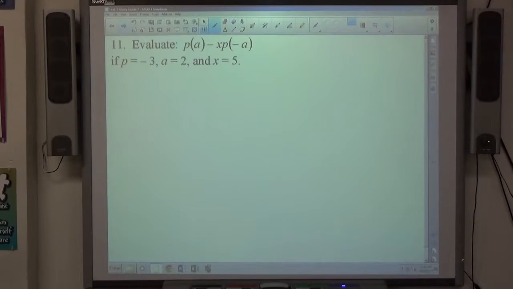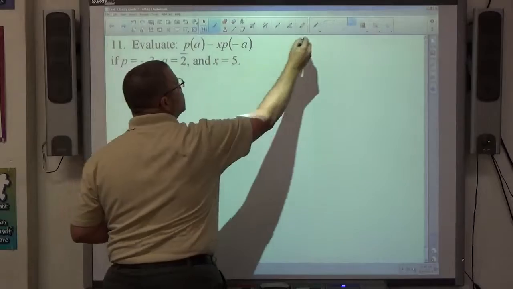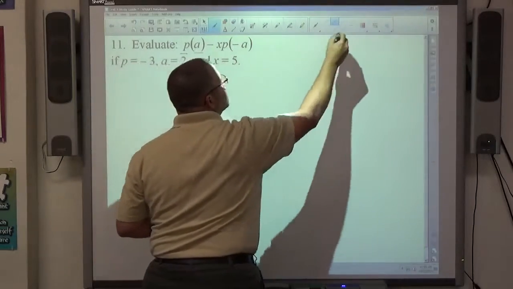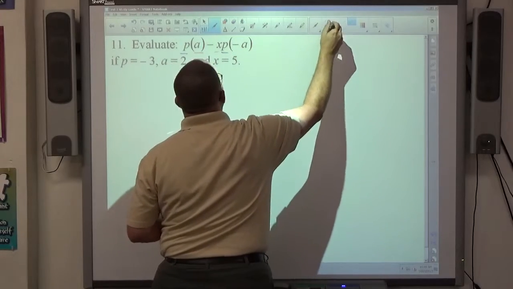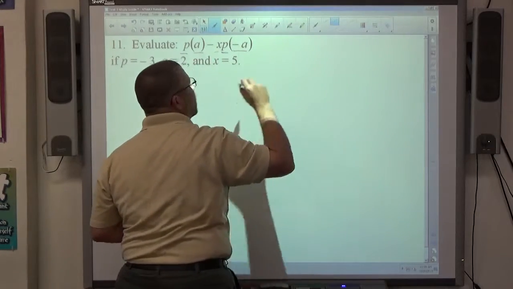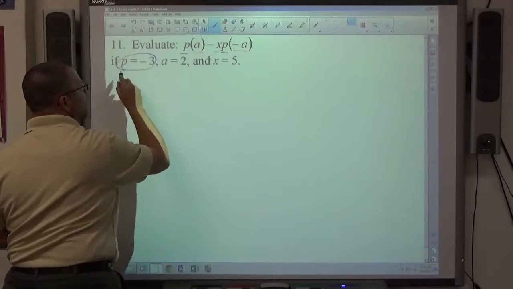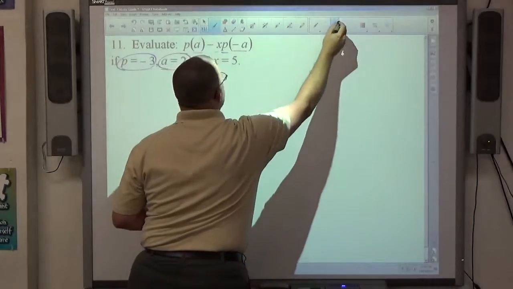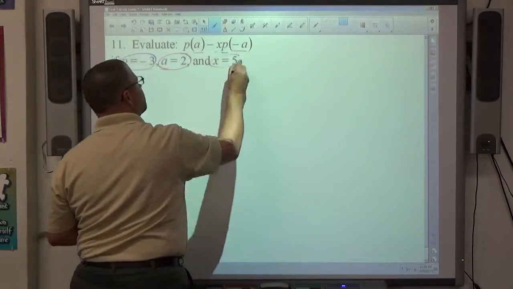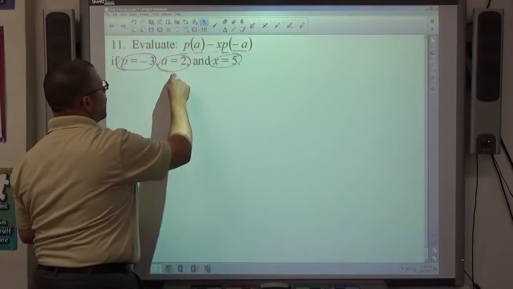Number 11, evaluate p times a minus x times p times negative a. So I've got p times a minus x times p times negative a. Alright, and we do know that p is equal to negative 3, a is equal to positive 2, and x is equal to 5. So this is the type of problem where they give us all the information we need to do it, we simply have to do it correctly.